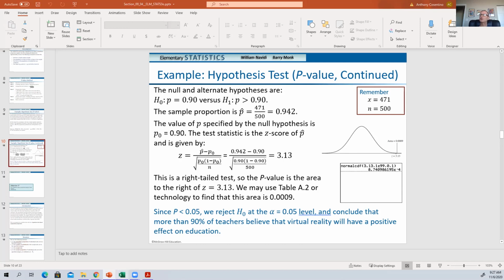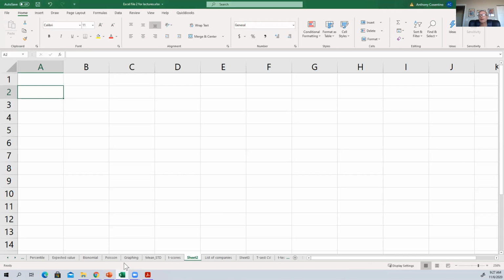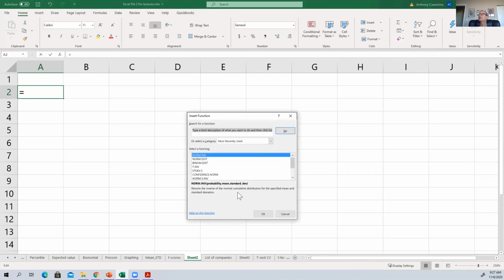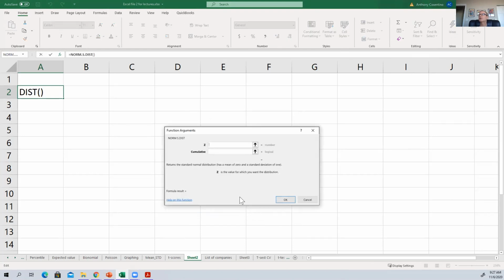If you went to the spreadsheet, you could do the same thing using the appropriate function. And so if you pulled that function up, it is norm.s.dist. And so the .s gives you using the z-score. And so in this case, if you plug in the z-score 3.13 and hit true, you're going to get a really big number, right?